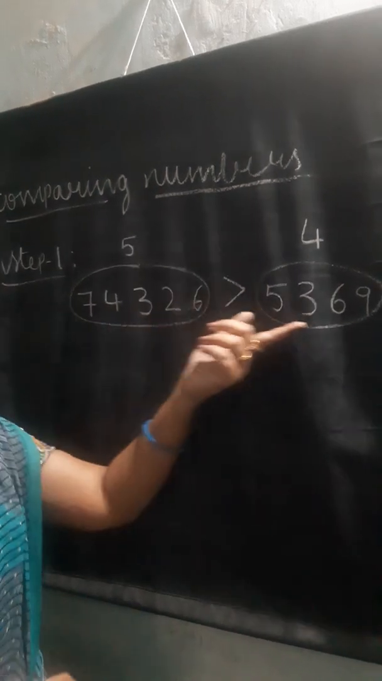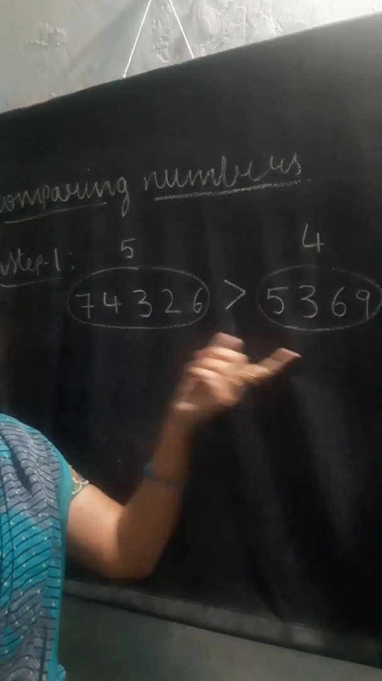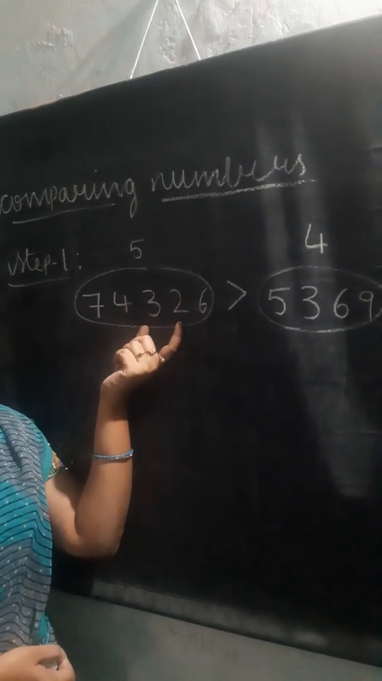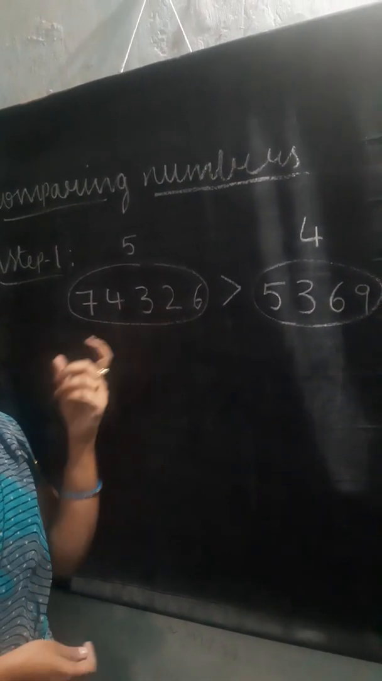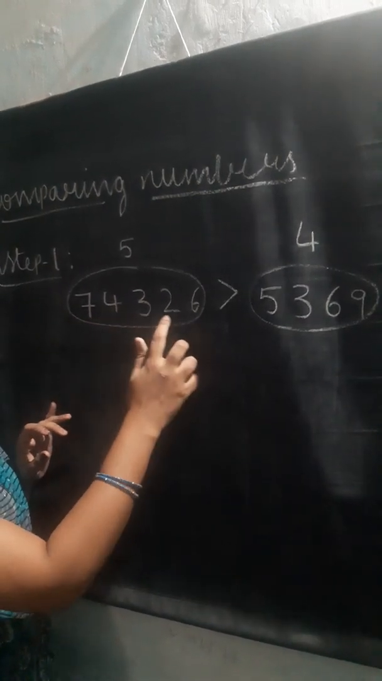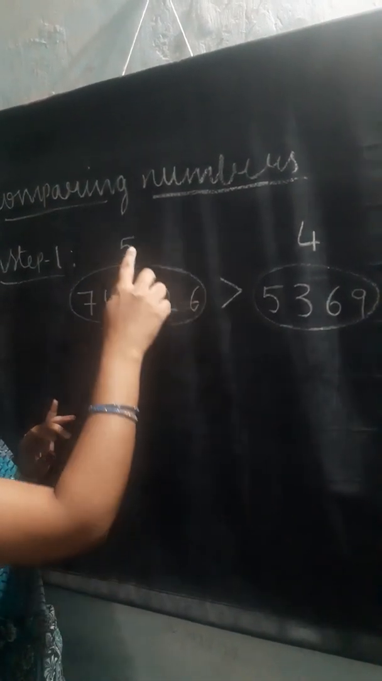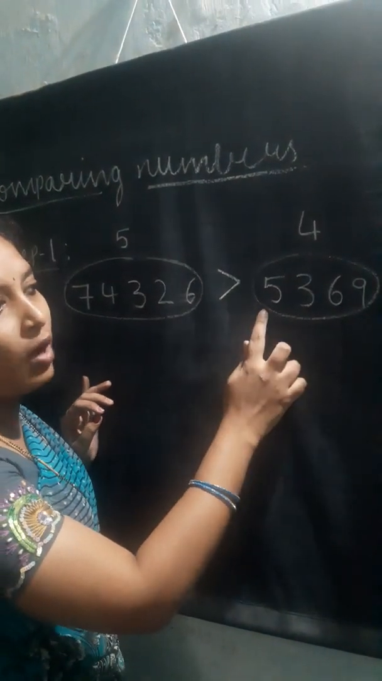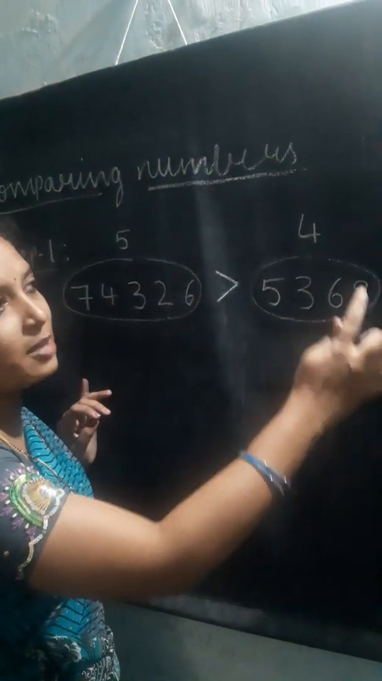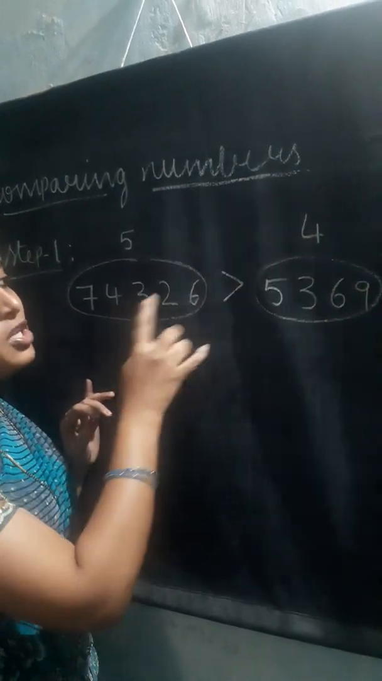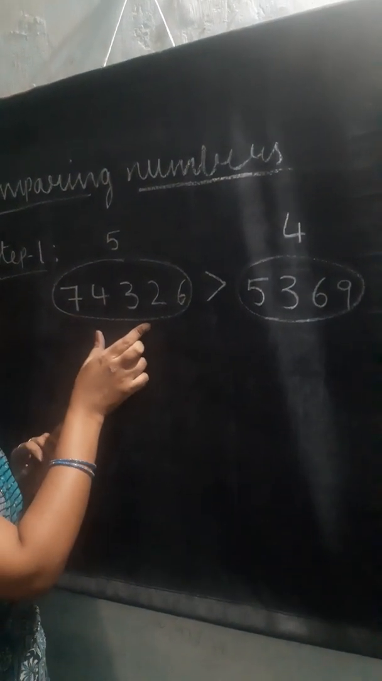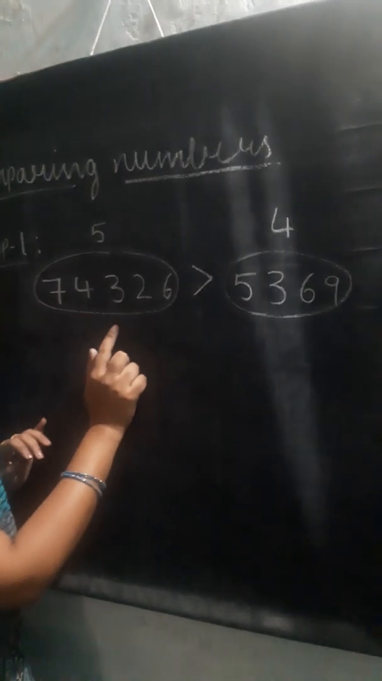I am comparing the number of digits in both numbers. This is the first number, 74,326. How many digits are present? 1, 2, 3, 4, 5. Five digits, so write 5 here. Coming to the second number: 1, 2, 3, 4. Four digits are present, so write 4. Which number has more digits? 74,326 has more digits, so this number is greater.